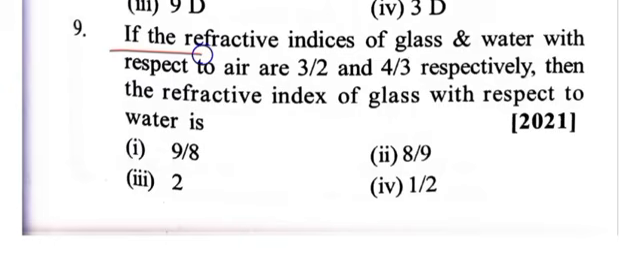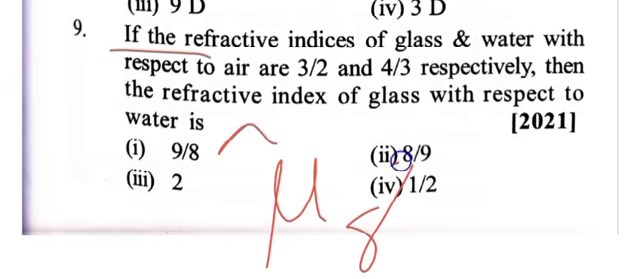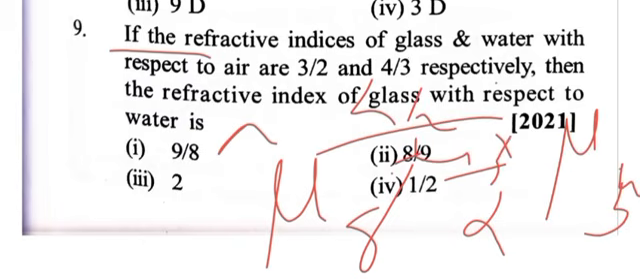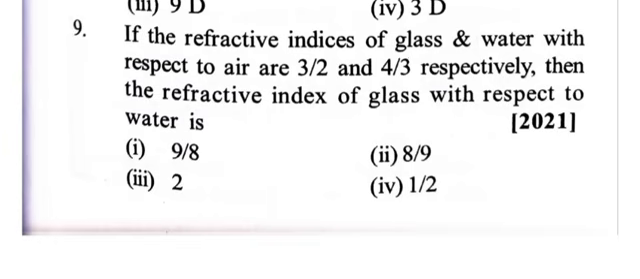If the refractive indices of glass and water with respect to the air are 3 by 2 and 4 by 3 respectively, then the refractive index of glass with respect to water is: mu g a is equal to 3 by 2, so mu w a is equal to 4 by 3. So 3 by 2 divided by 4 by 3 is equal to 9 by 8. Option 1 is correct answer.